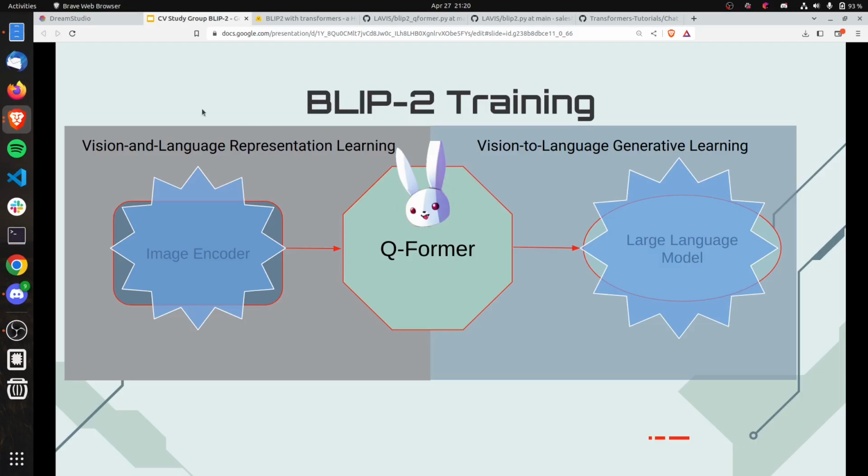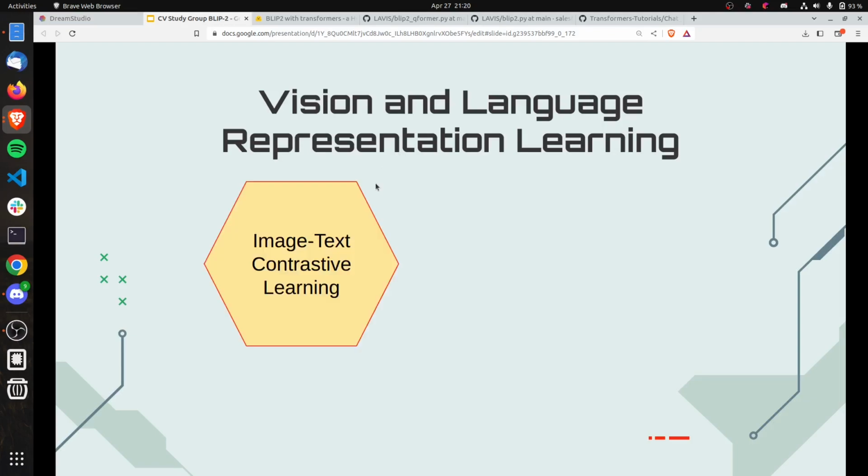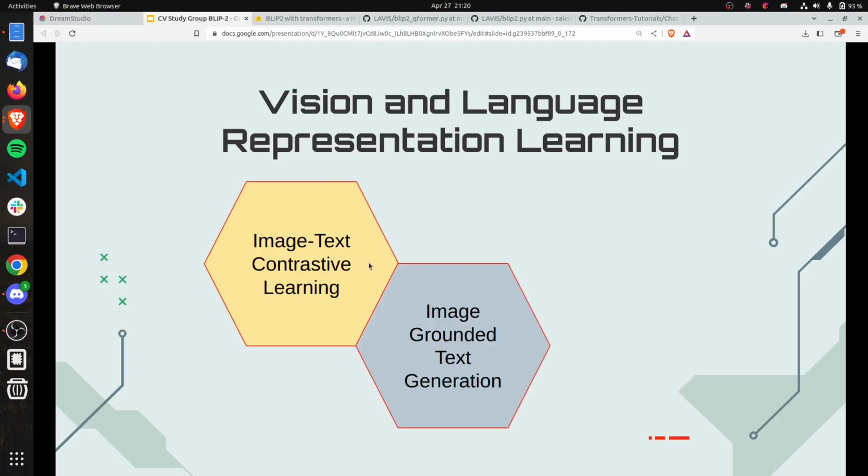Okay, so first we look at this first stage in a bit more detail. What are they doing there? At the vision and language representation learning, they have 3 steps as well, or 3 losses if you want. So they're doing image text contrastive learning, they're doing image grounded text generation, and they are doing image text matching. Okay, that's 3 names of things we will look at right now.